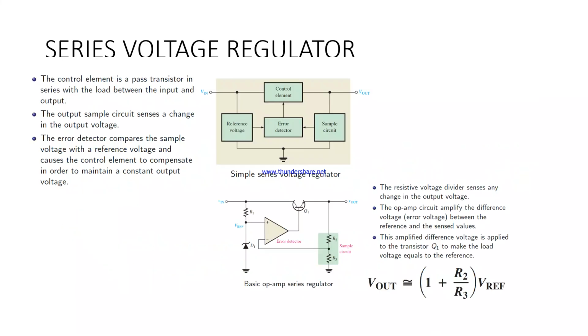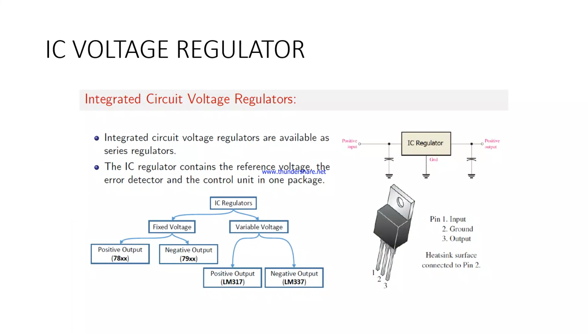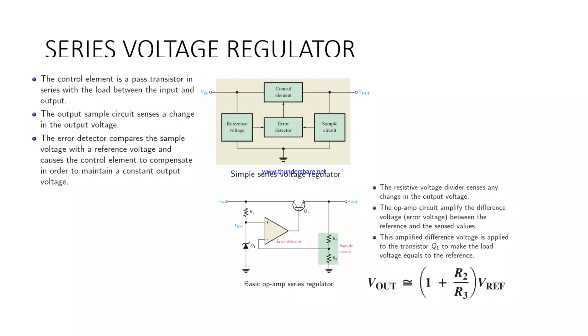Next, we have to see the series voltage regulator. The series voltage regulator has a reference voltage, a control element, and a sample circuit with an error detector. So it has a feedback element. It can be done with an op amp also. In the series voltage regulator, the control element is a pass transistor in series with the load between the input and the output, as given here in the figure.